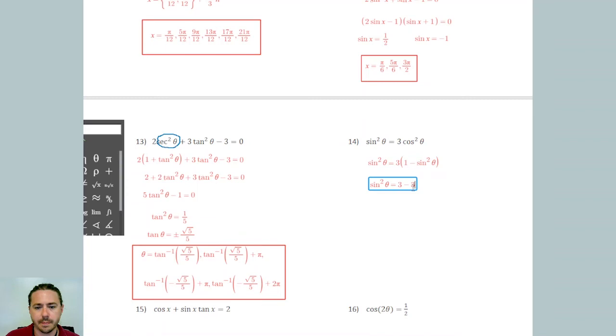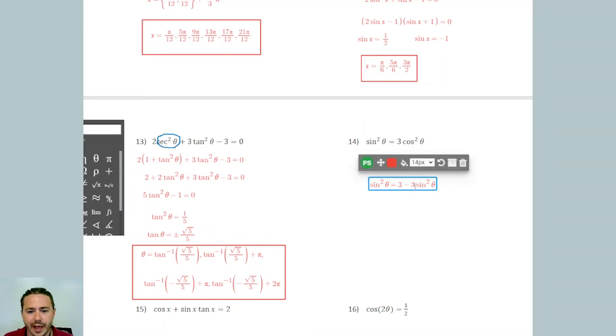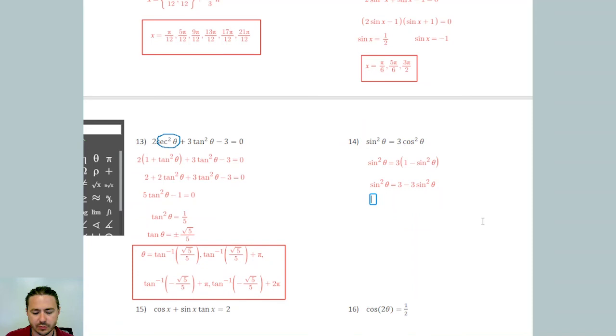Equals 3 minus 3 sine squared theta. Okay. Now we're going to add 3 sine squared theta to both sides, which will give me 4 sine squared theta equals 3. I'll divide both sides by 4, and then take the square root of both sides.